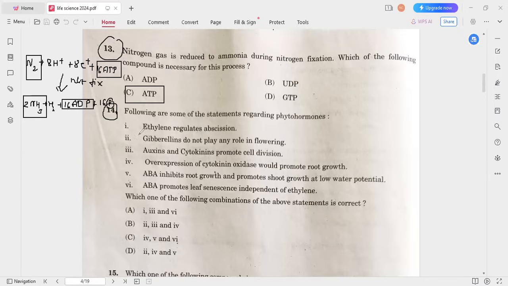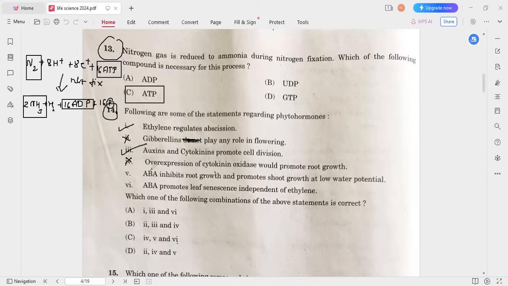Okay, so here ethylene regulates abscission, correct, and gibberellin do not play any role in flowering. This is wrong because gibberellin plays a role in flowering. So option 3, auxins and cytokinins promote cell division, correct. Overexpression of cytokinin oxidase would promote root growth, no.